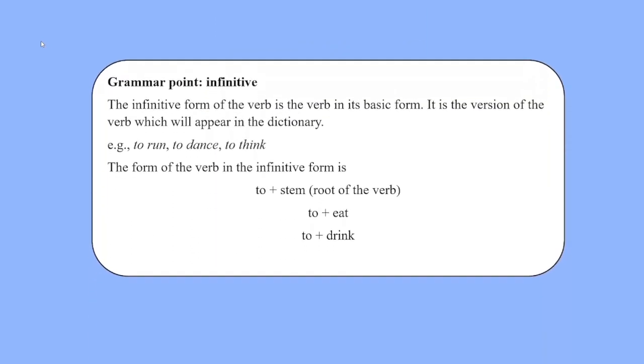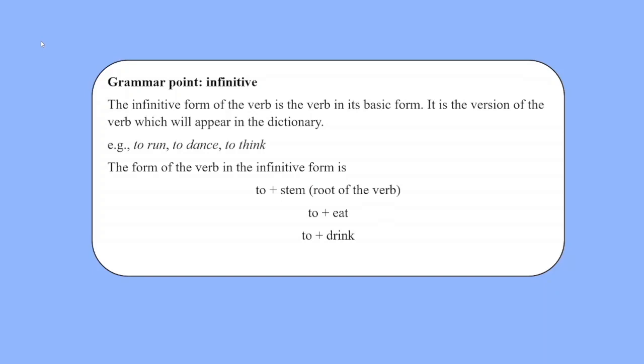Here is the last element of our course today. Grammar point, the infinitive. Here, the infinitive form of the verb is the verb in its basic form. It is the version of the verb which will appear in the dictionary. Example, to run, to dance, to think. The form of the verb in the infinitive form is to plus stem. The stem is the root of the verb. For example, to eat, to drink.